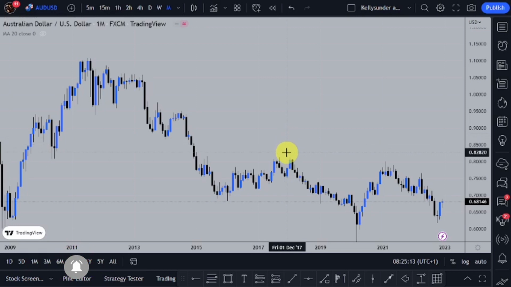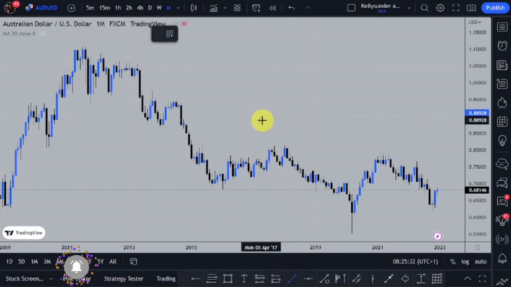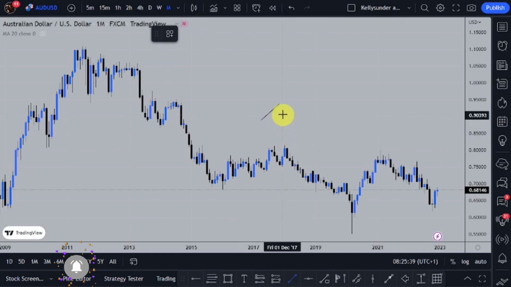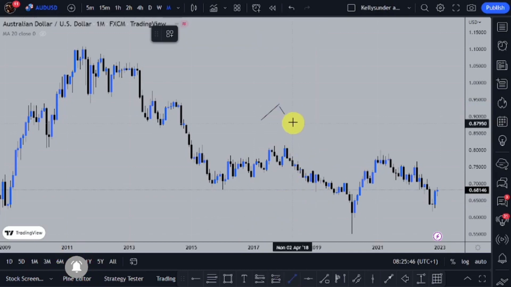So basically people ask, what is market structure? Overall, market structure is just the structure in which the market is forming. So when the market is in an uptrend, the market forms what? Higher highs and higher lows. So when the market is in an uptrend, the market forms a higher high and a lower low. Yeah, forms a higher high, a lower low, then a higher high.